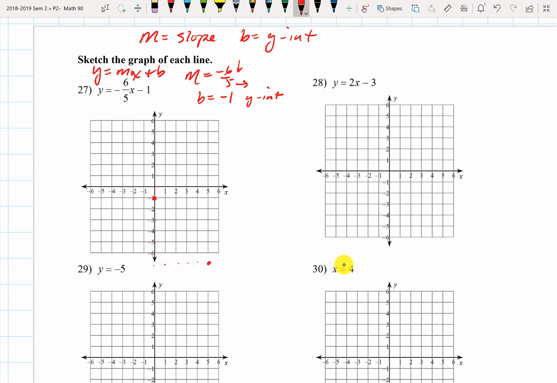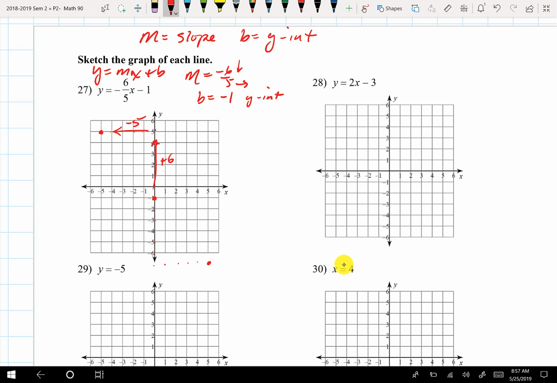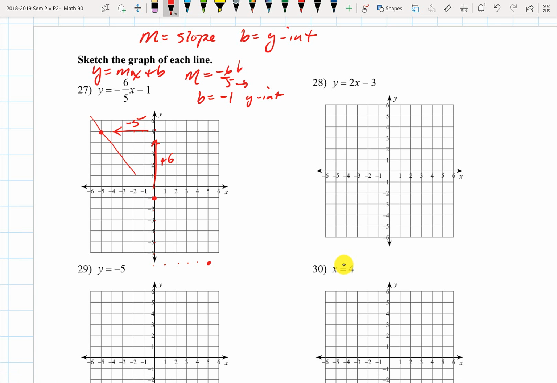1, 2, 3, 4, 5, 6. 1, 2, 3, 4, 5. So we go up 6 because I reversed it, right? And then left 5. That's the same thing as negative 6/5. And so when we draw our line, see if I can do it okay on the computer here. There we go. All right, you get your line.